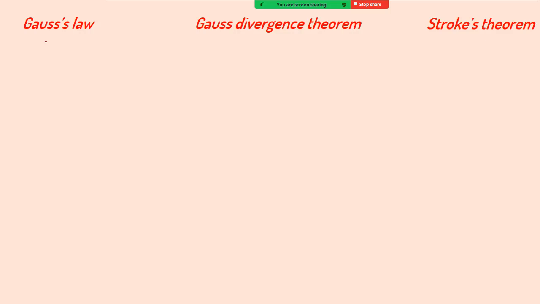Gauss law is about electric flux and electric charge. It is relating electric flux, represented with psi e, and electric charge, represented with q. And it is related to a closed surface.